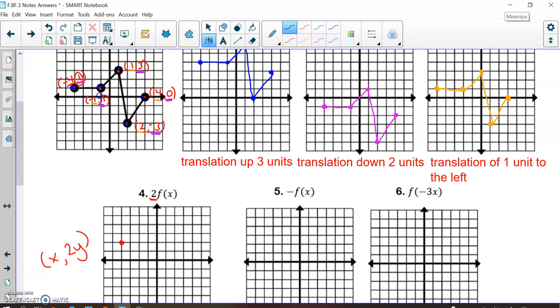Now with my next point, I'm going to multiply my y value by 2. So a 1 times a 2 is a 2. So my next point is at -1, 2. I'm keeping my x value the same.